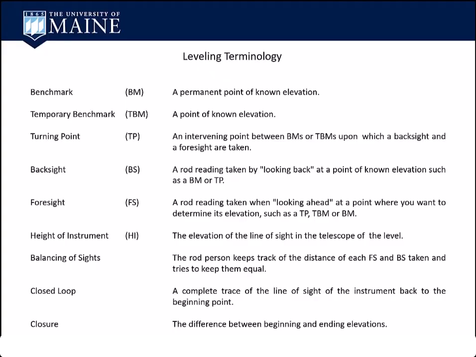Closed loop is beginning at one point and ending at the same point. And closure is the difference between the beginning and the ending elevations. It doesn't have to be a closed loop. You could run between two benchmarks and start with A and close on B and see the difference between the elevation that you established on it and its posted elevation.